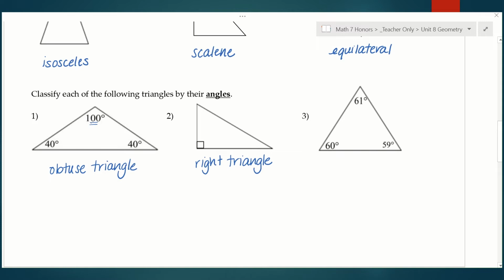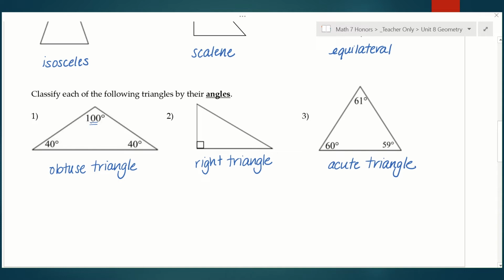So those ones are kind of nice. As soon as you see obtuse, it's an obtuse triangle. As soon as you see a right angle, it's a right triangle. And number three, we can see all three angles are acute, and so this would be an acute triangle. All right, so that is how we classify by its sides and angles.